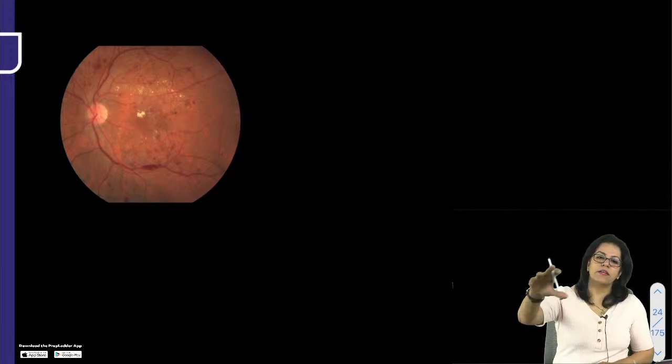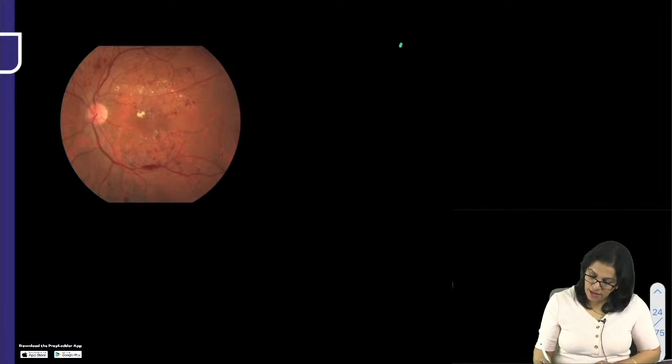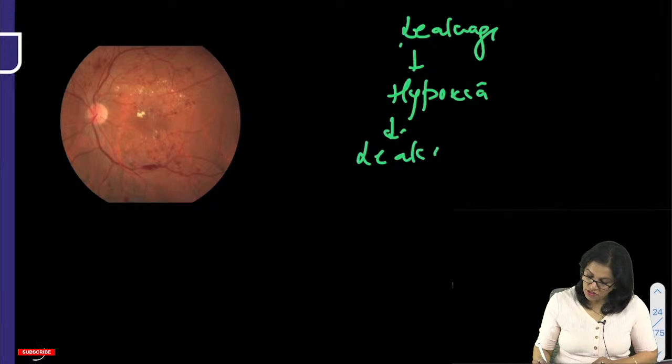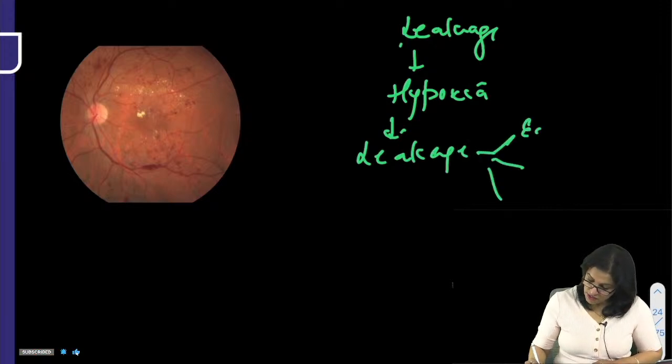In any vascular condition, what is happening? There is leakage. Leakage is aggravating hypoxia. Hypoxia is causing again release, so again more leakage. Actually it's a vicious circle, and this is going to lead to lots of edema.